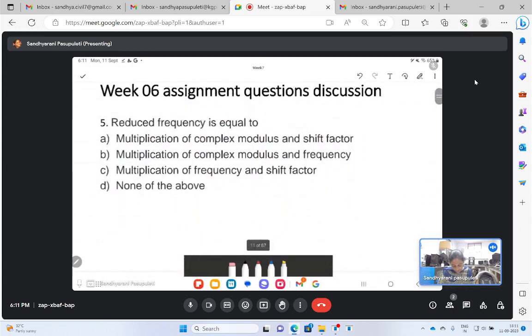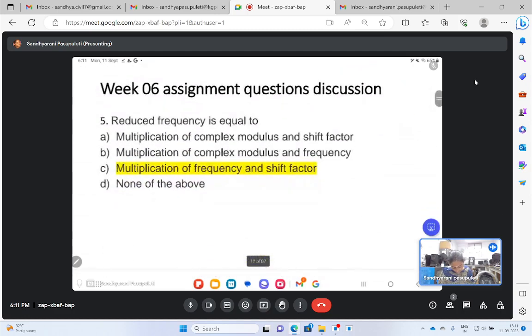And in the fifth question, reduced frequency is equal to. If you take the master curve, on the x-axis we will have reduced frequency and on the y-axis either stiffness or any other parameter. How do we arrive at this reduced frequency is what the question is. If we have the frequency, we determine the shift factor and we multiply the frequency with the shift factor and we calculate this reduced frequency. So the correct answer is the option C.